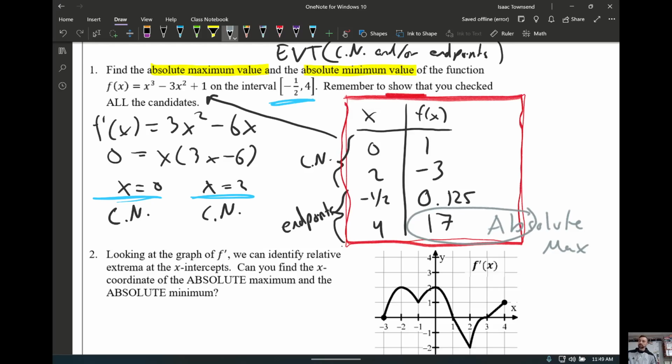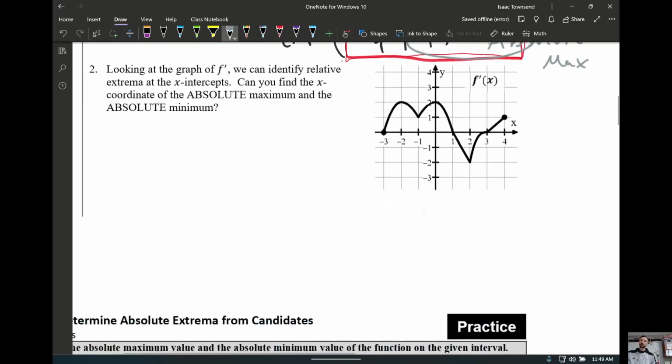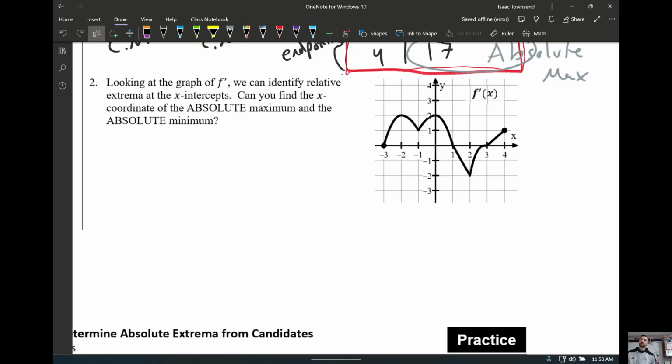And then which one of these is the smallest? So -3 is the absolute min. So again, if you graphed this function from here to here, this is as far down as it goes and this is as far up as it goes. These two just ended up not being the biggest or the smallest, but you always have to test critical numbers, you always have to test endpoints. That's all they come from. And that's all the extreme value theorem says.